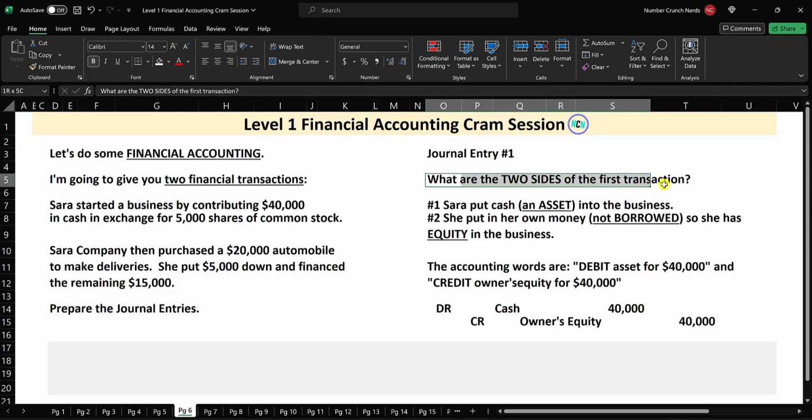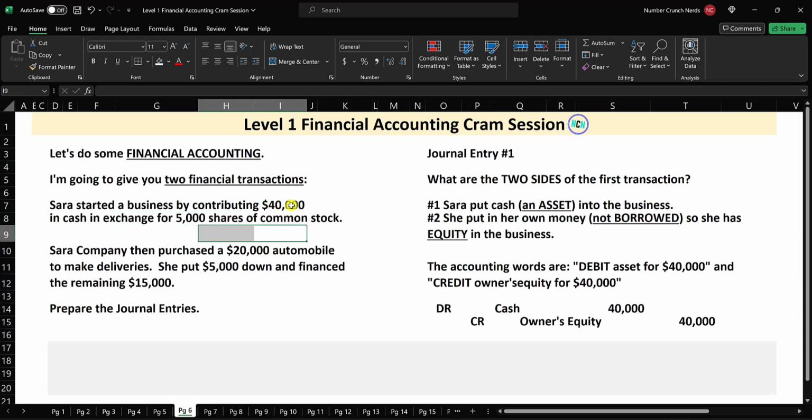What are the 2 sides of the first transaction? The first transaction was this. She started a business by contributing $40,000 in cash in exchange for stock. The number of shares of stock doesn't matter. That's just a number there that might distract you. What matters is the dollar amount. This number is not relevant.